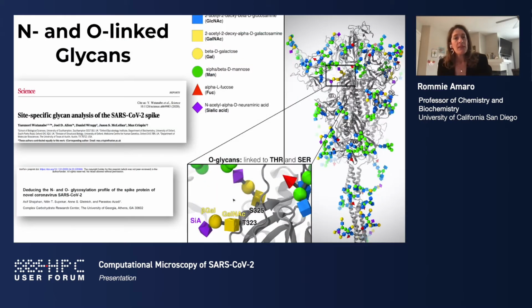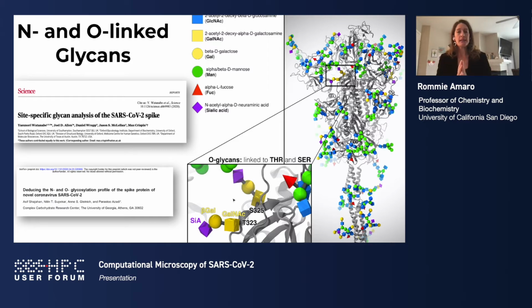So the other thing that is really important for these systems that experimentalists can't see are something called glycans. And so glycans are what we call a post-translational modification. So basically we have the protein, the spike protein, and then it's decorated with essentially a coating of sugar.